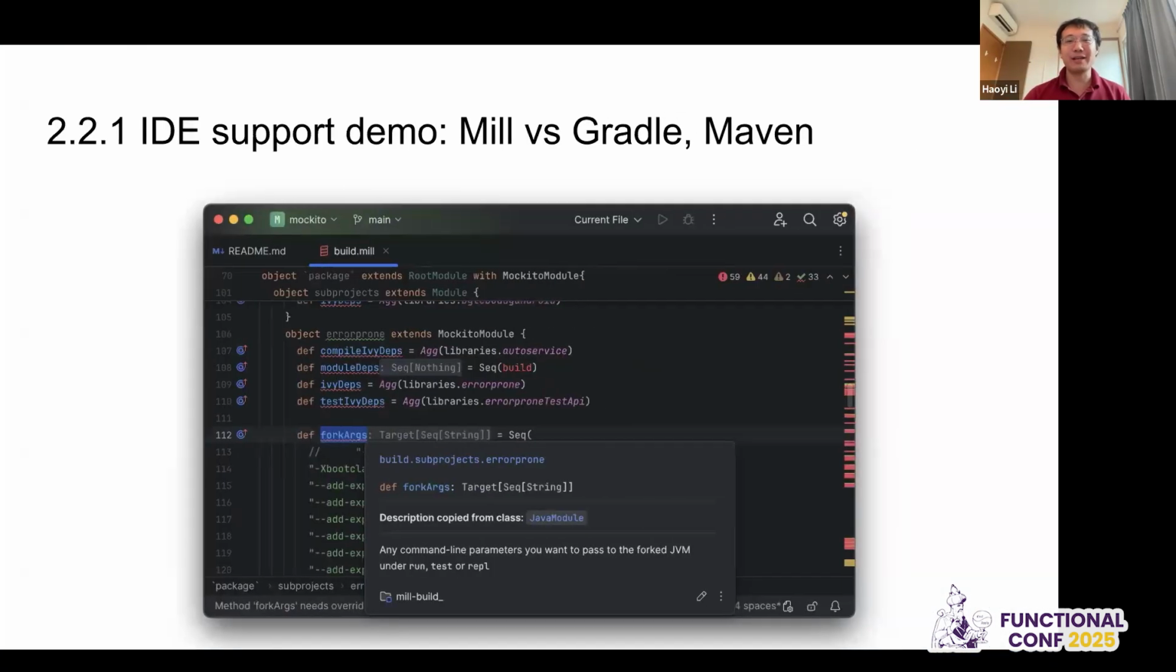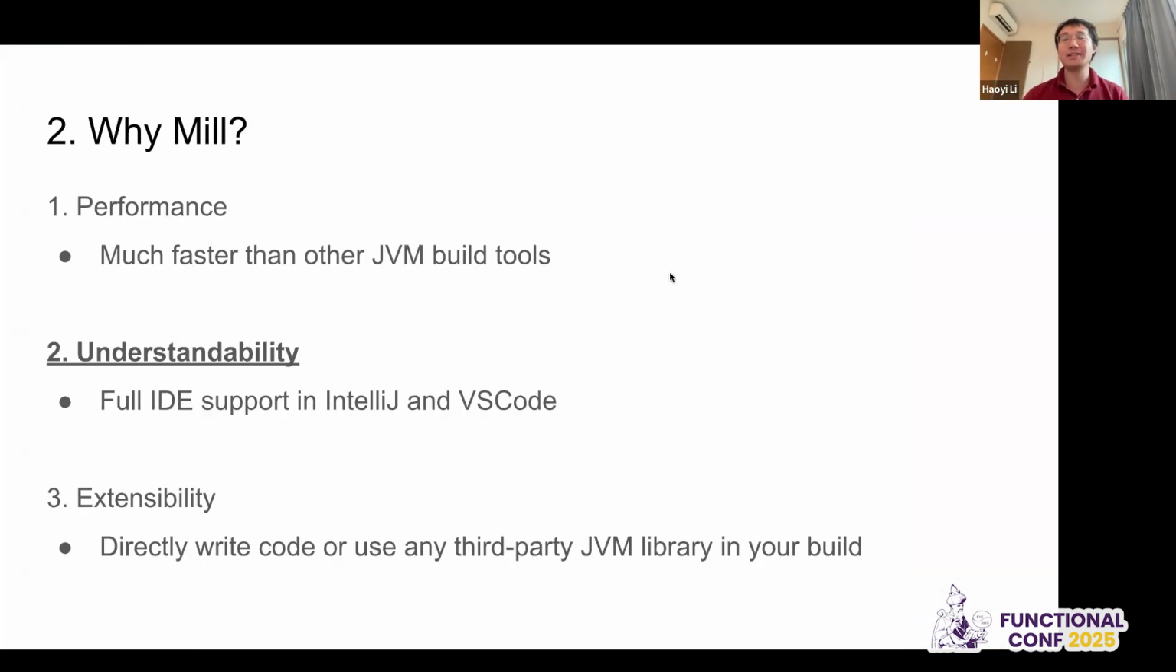So that's the ID support demo, and why Mill I think is more understandable than other tools. It's not just the fact there's ID support or the fact that it has a statically typed language or a normal programming language. It's the fact that because the paradigm is functional, it makes things like jump to definition and find usages much more powerful than in a build tool that doesn't have a functional paradigm.